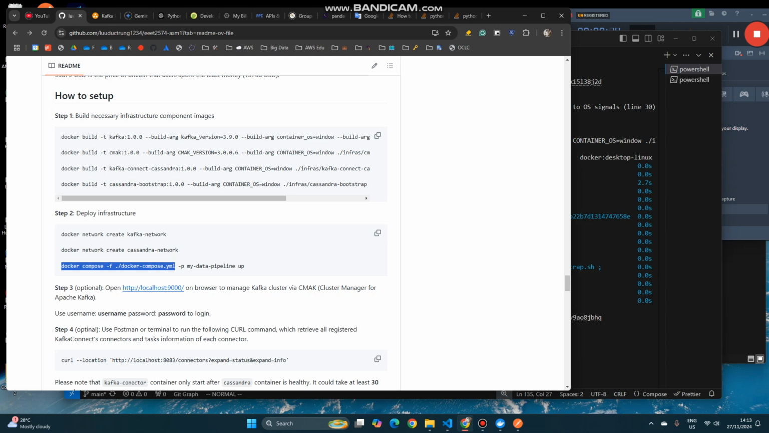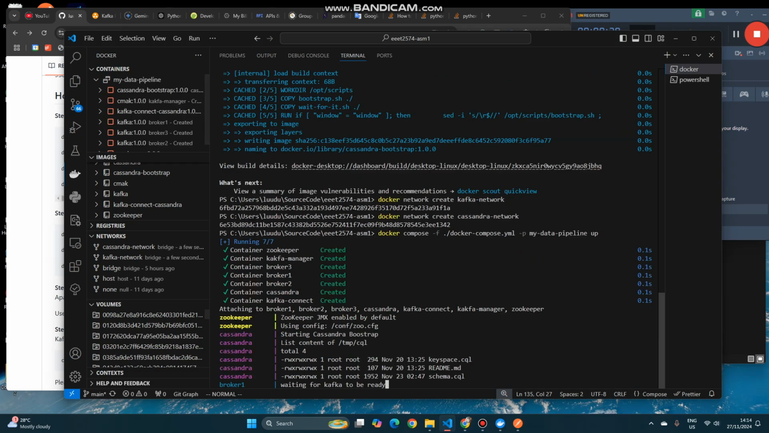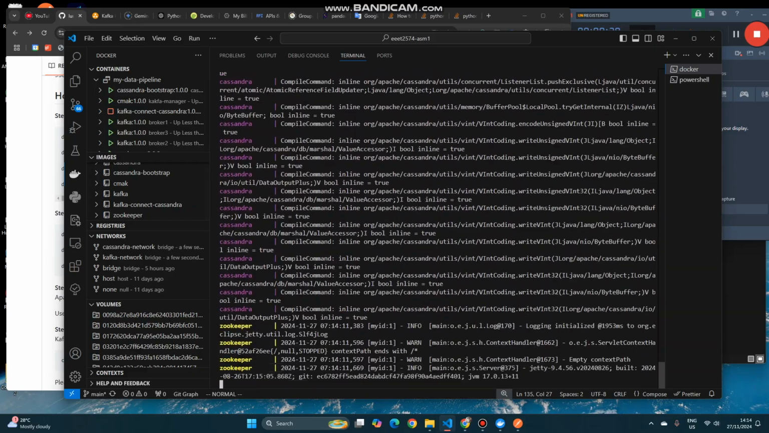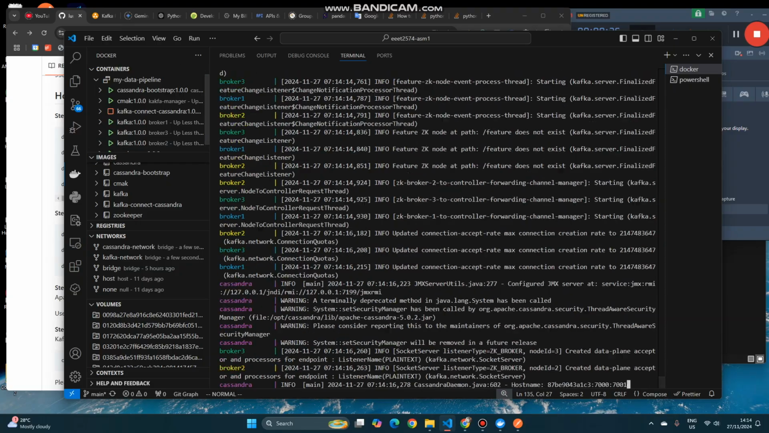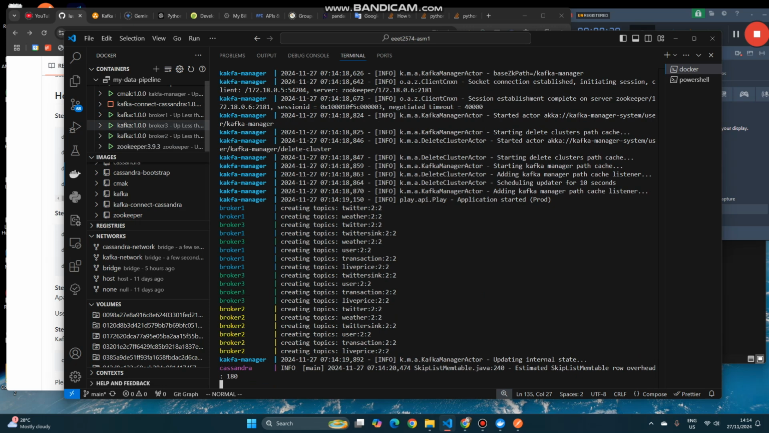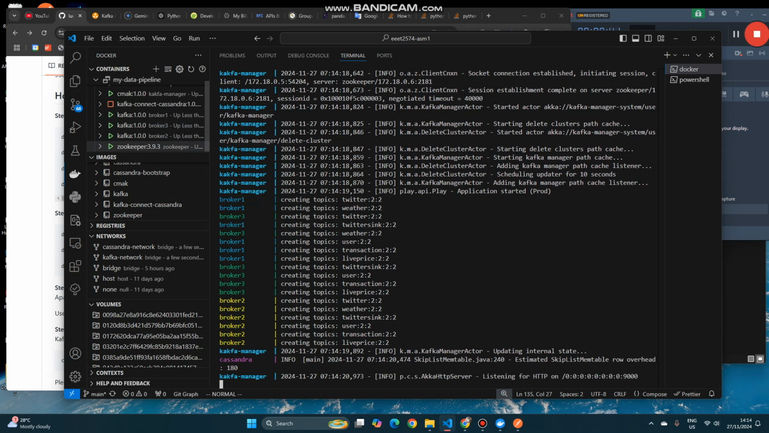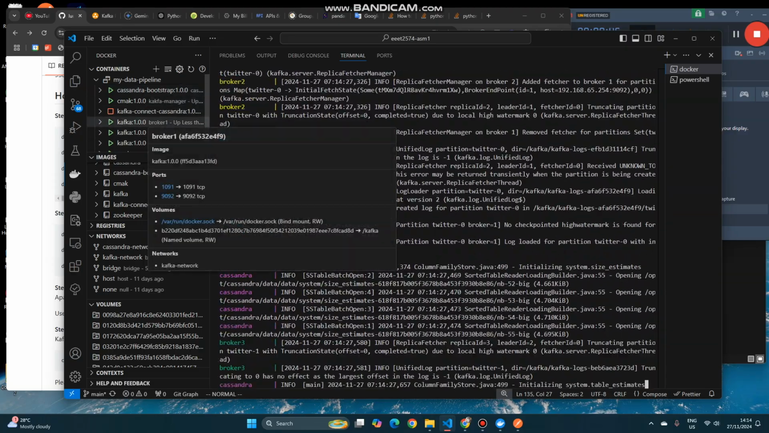We're gonna compose the Docker compose YAML file with the project name My Data Pipeline. So we will see that the containers are running immediately, but the Kafka Connect is not running yet because it's waiting for the broker and the Cassandra to be healthy. So it needs to wait for a little bit.